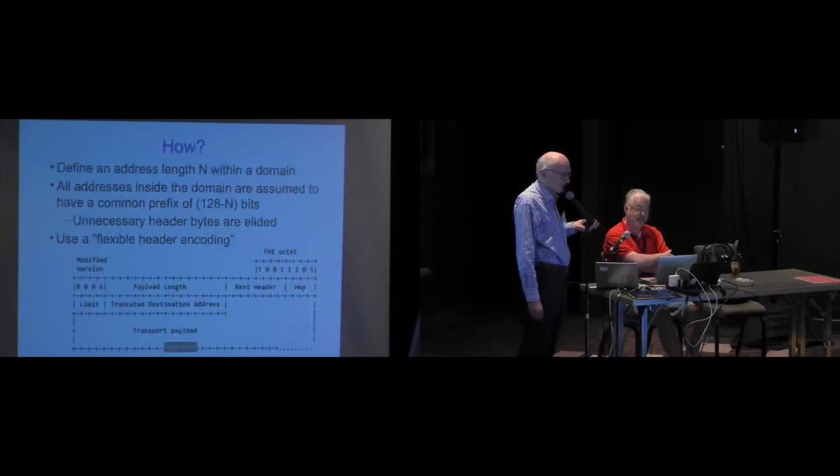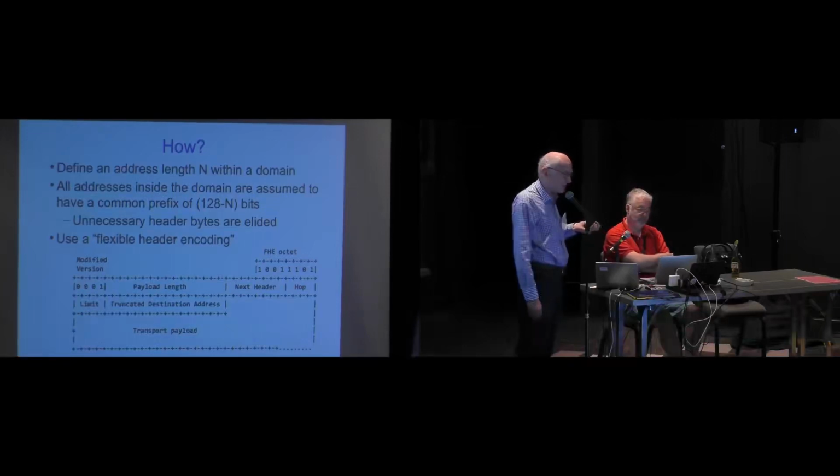How? You define an address length n within a domain. All addresses within the domain are assumed to have a prefix in front of that of 128 minus n bits. And there's lots of bytes in the headers that you can get rid of if you think about it.